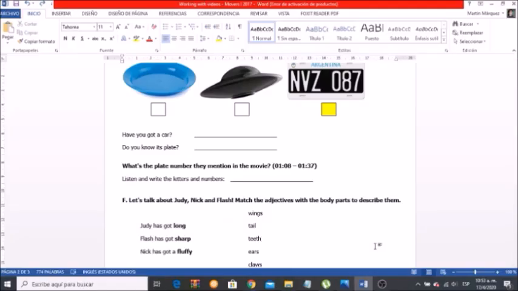Okay, espero que hayan podido completarlo. So, what's the plate number they mention in the movie? You tell me in the chat. So, what is the first letter or number they mention? 2, very good. And then? 9, very good. T. What else? H, very good. Please write in the chat. D, well done. 0 and 3, very good. So, 2 9 T H D 0 3. That's the plate number. Okay, very good.